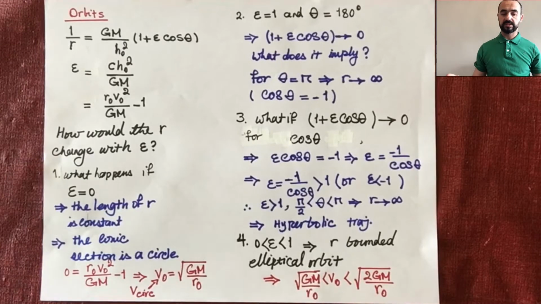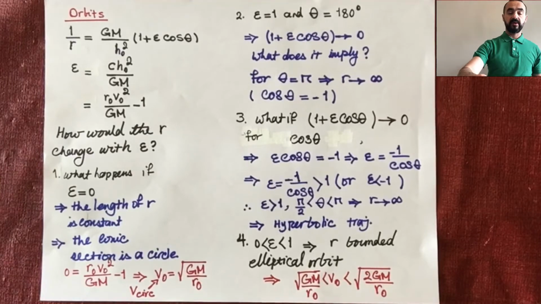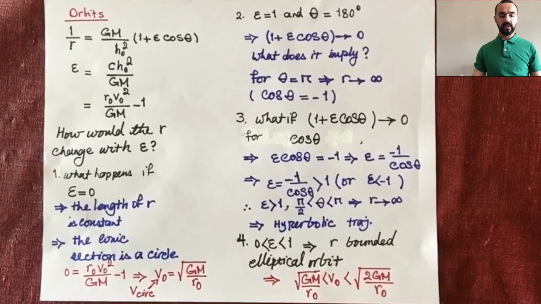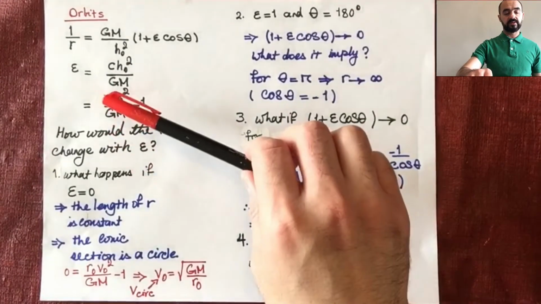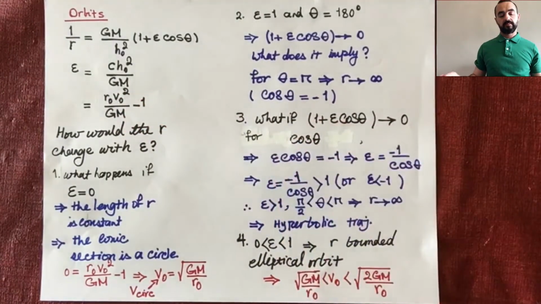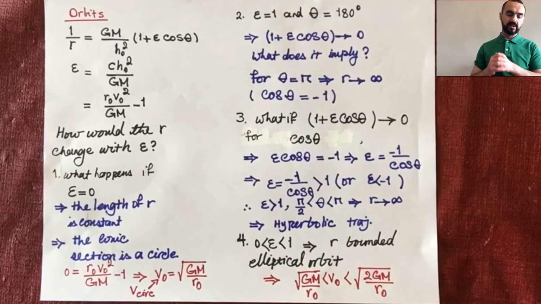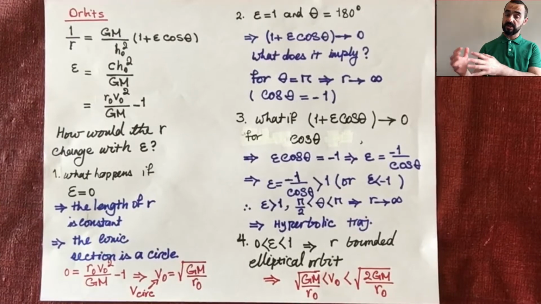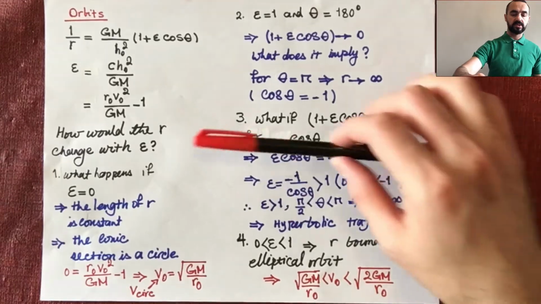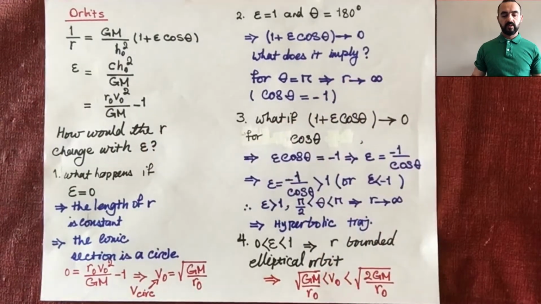Epsilon was C h0 squared over GM, and if you recall, C was one of our constants when we solved the second order differential equation. So what we had was r0 v0 squared over GM minus 1 is equal to epsilon. Now the question is, how would r change with epsilon? There are various cases that could happen.